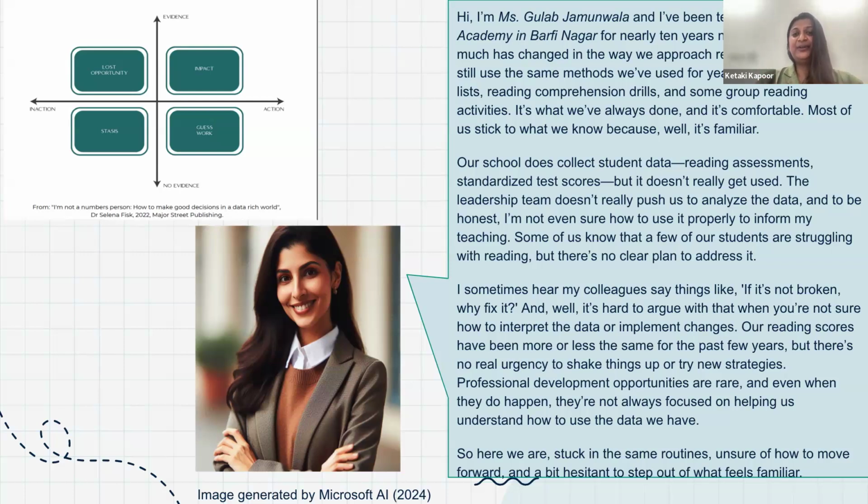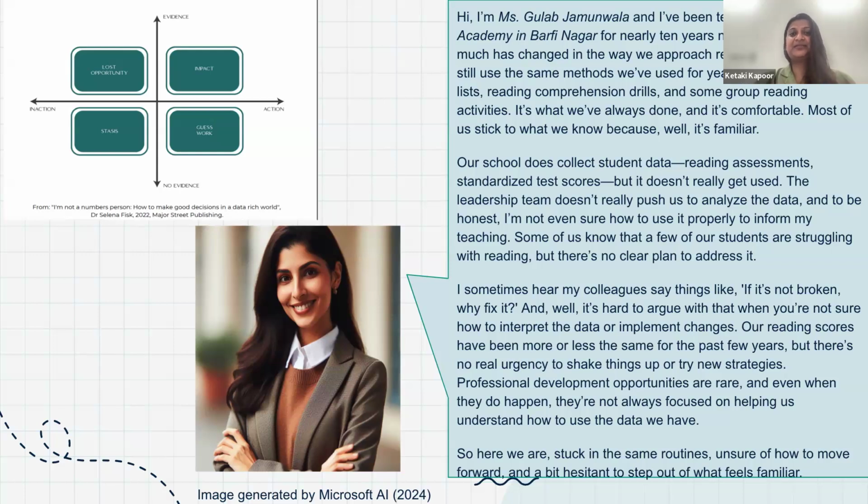So again, when you are looking at this quadrant, see where she fits under. Would that be guesswork? Would that be status, lost opportunity, or impact? And looking at this, and I know we don't really have much of an interaction happening right here, but I know for a fact that you would have placed her under lost opportunity, because despite the fact that she's got a wealth of evidence, there is inaction.